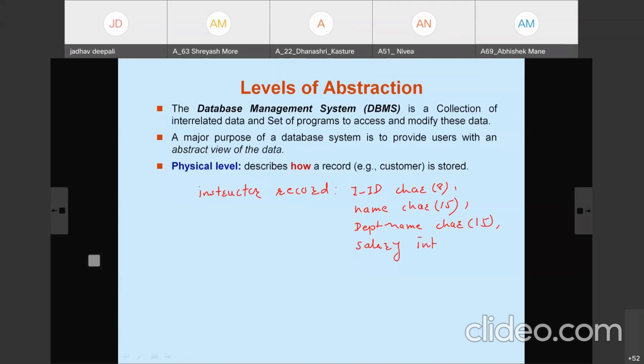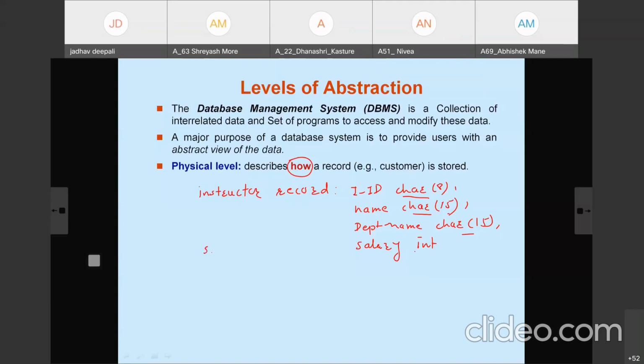So how is one instructor record stored in the database? The important word is how. The ID of the instructor as a character, the name of the instructor as a character with maximum 15 characters, the department name of the instructor with 15 characters maximum, and salary as an integer. This means the physical level describes how the record is stored. In which format it is stored, that is decided at the physical level.